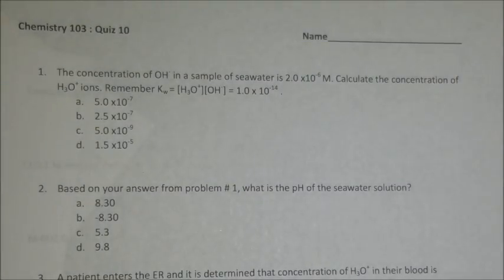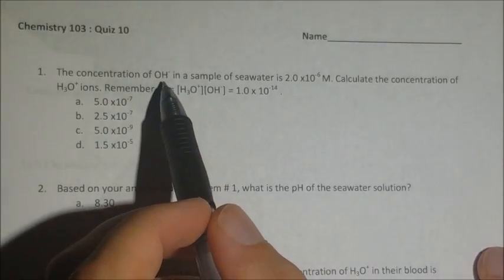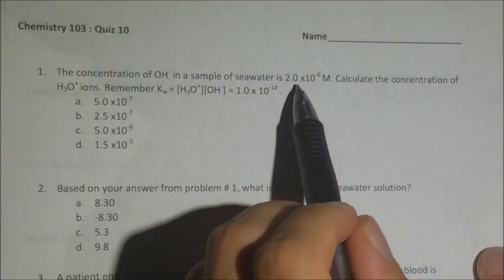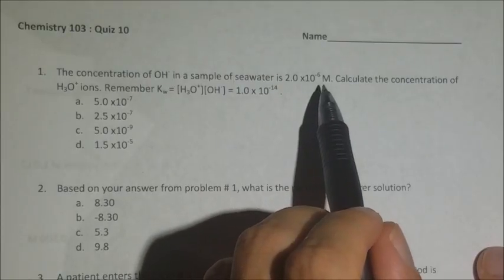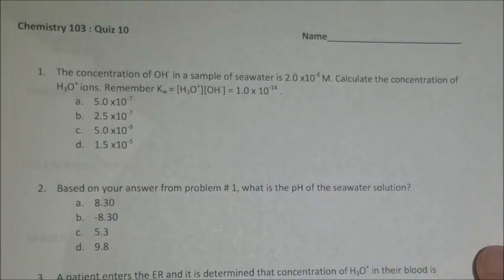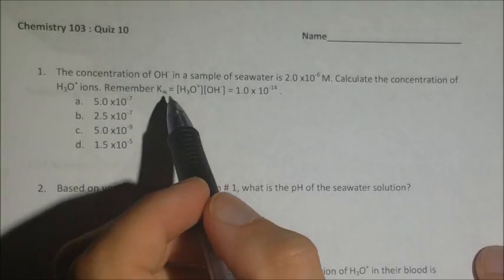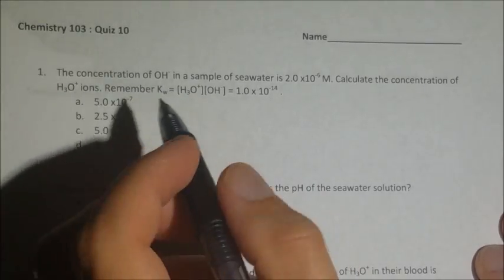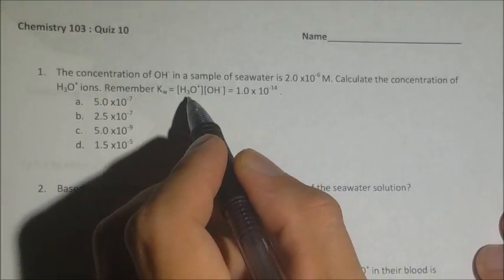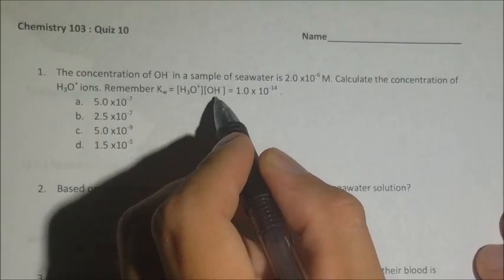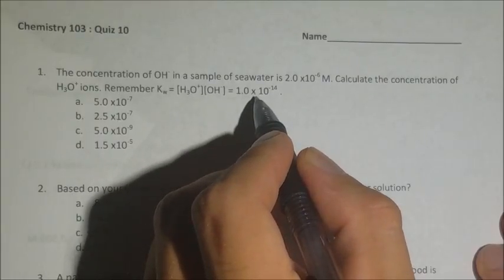All right, let's dive into some seawater here and try and figure out what the hydronium concentration is in this seawater. So here for number one, we are given the concentration of hydroxide, and that is 2 times 10 to the negative sixth molar, and we're being asked to calculate what the hydronium concentration is. So very simply here, we've just got this equation, the Kw equation. So the hydronium concentration times the hydroxide concentration gives us Kw.